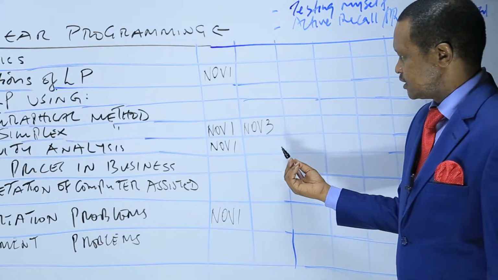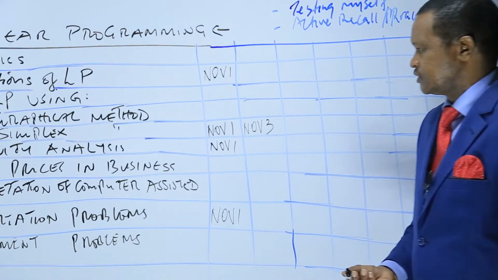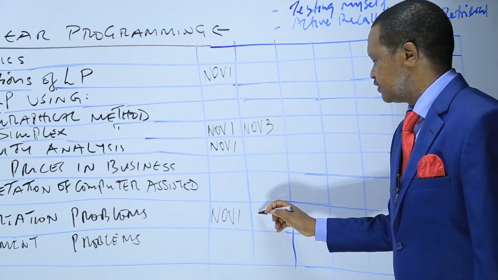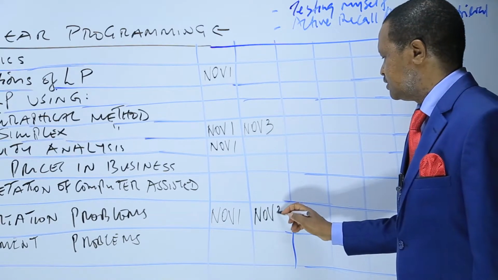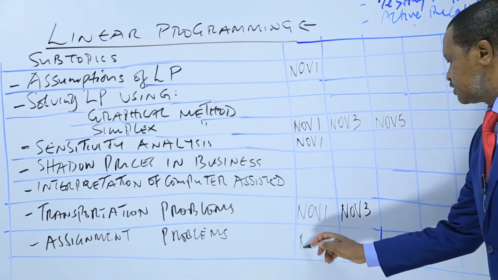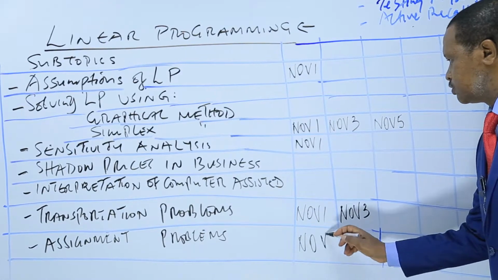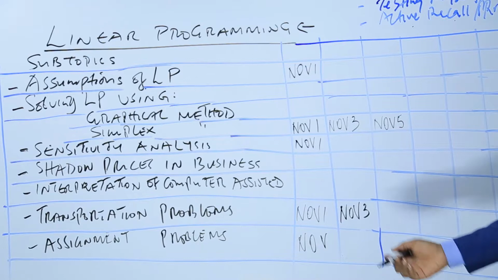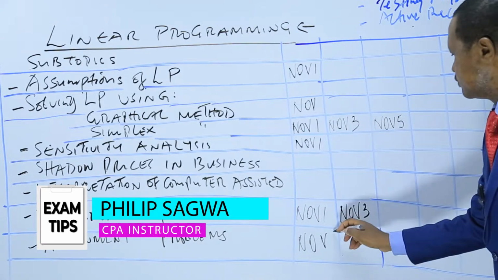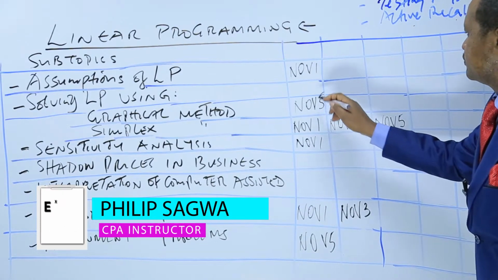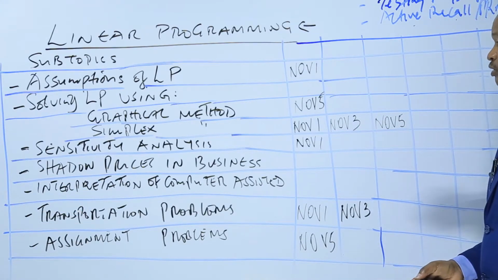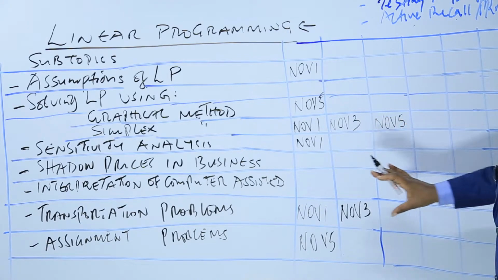Then you may notice that again in transportation, you are not good. So again on November 3 you will repeat. That is just, you skip one day, you repeat. November 5 you can come and do a question on assignment, and do a question on graphical method. This is November 5. So the idea here, candidate, is that you will be able to trace the record.